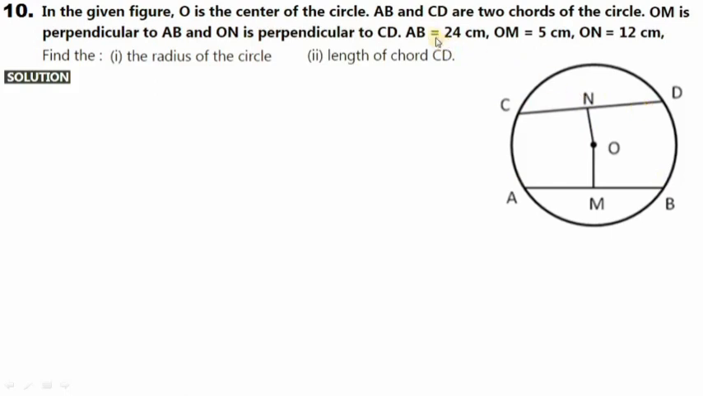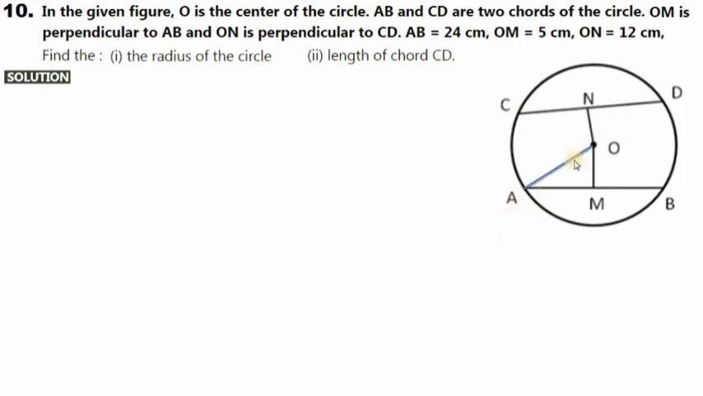Now let's see the measurements given to us. AB is given to be 24, OM is given to be 5, ON is given to be 12. You need to find the radius of the circle, and you need to find the length of the chord CD. So before we find chord CD, we need to find the radius.